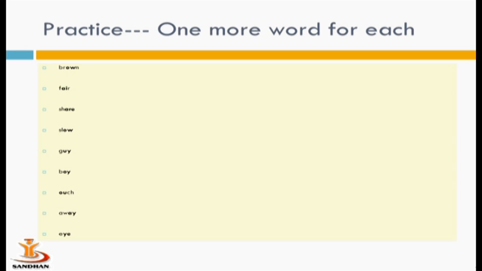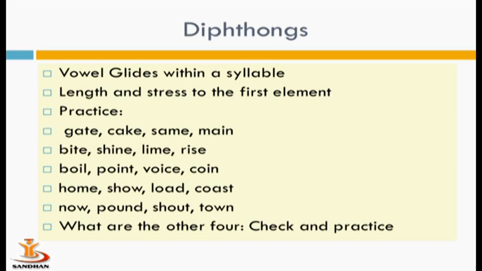So if you could very quickly jot down these words and listen to the pronunciation as I repeat them for you, you can go back and look at more words of the same kind. So what do you have? Brown, fair, share, slow, guy, boy, ouch, away, I. Say that again.